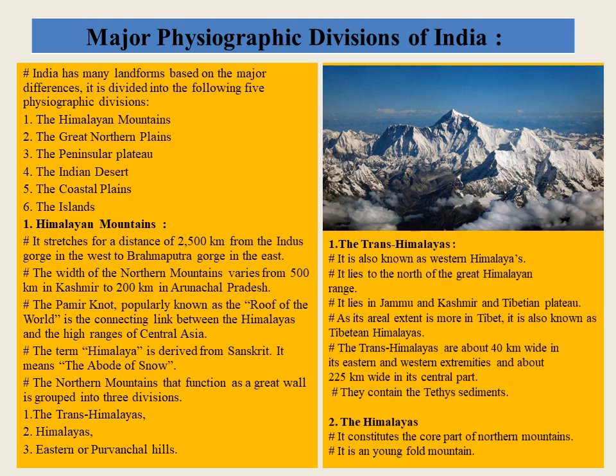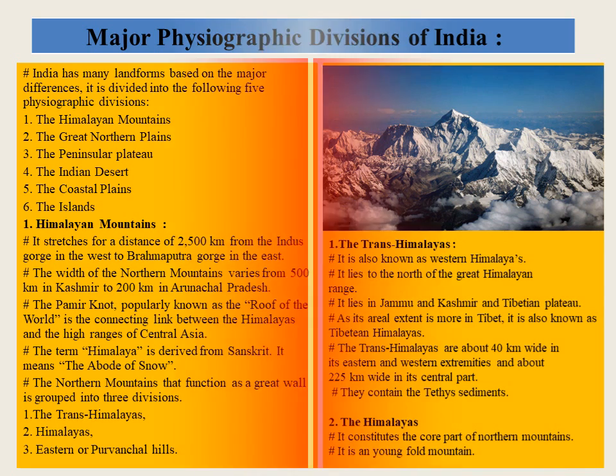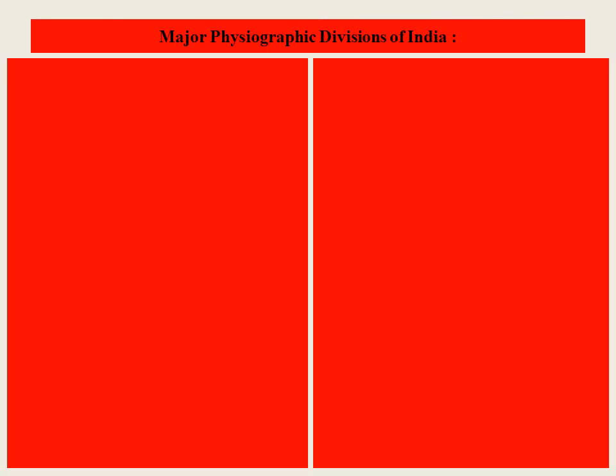The next one is the Himalayas. It constitutes the core part of the northern mountains. It is the Young Fold Mountain. It was formed by the movement of the Eurasia landmass in the north and the Gondwana landmass in the south. The Tethys Sea, which lay between these two landmasses, was uplifted by the compression, and the resulting landform was the Himalayas. It consists of many ranges.